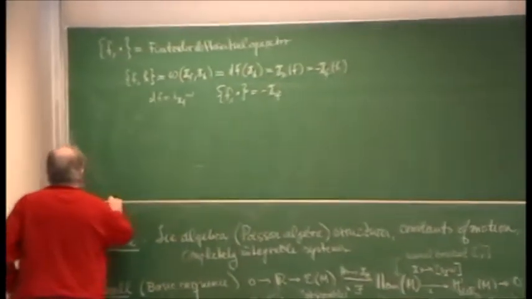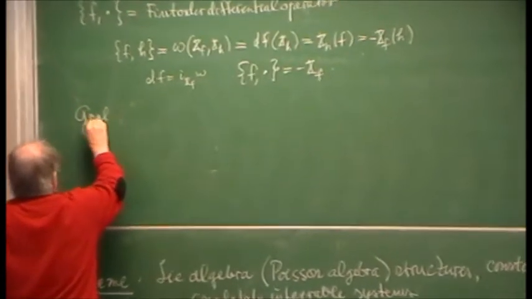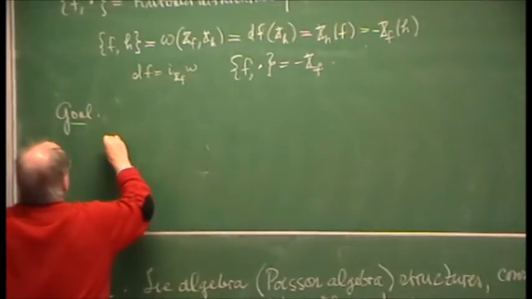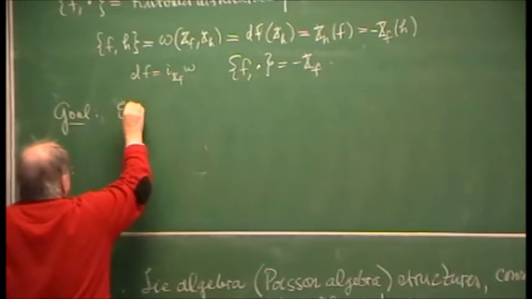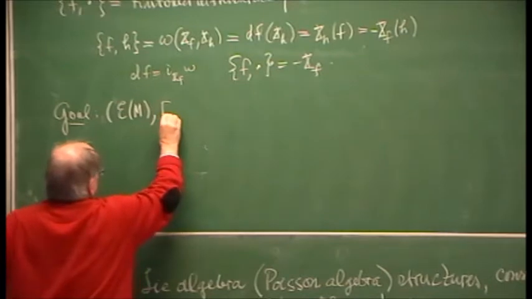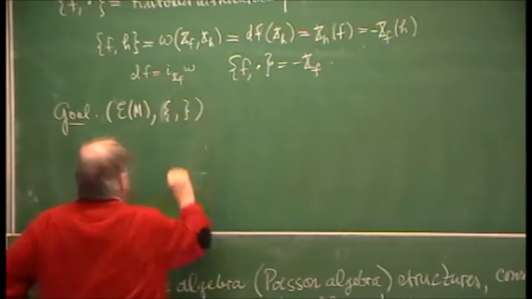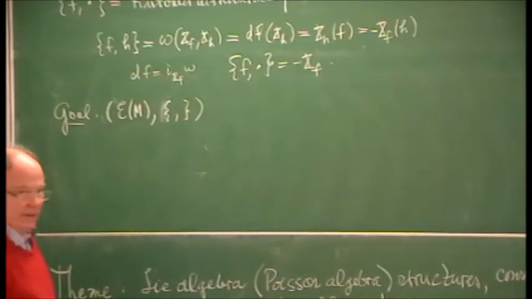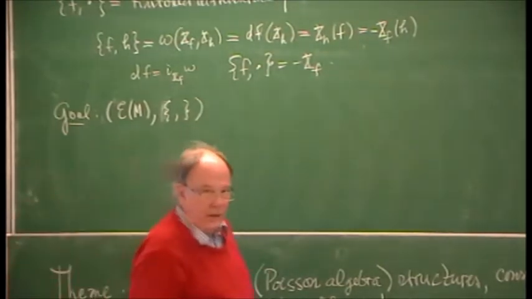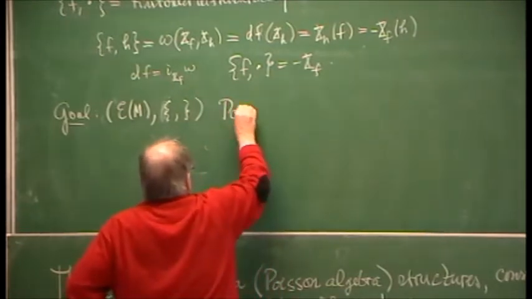So one of my first goals here, maybe one of the first goals today, is to prove that smooth functions equipped with the Poisson bracket as above is what we call a Poisson algebra. I haven't told you what that is, but let me just, the Poisson algebra.